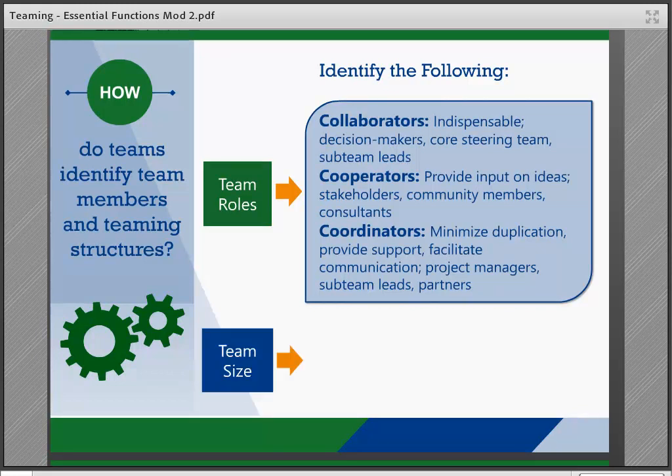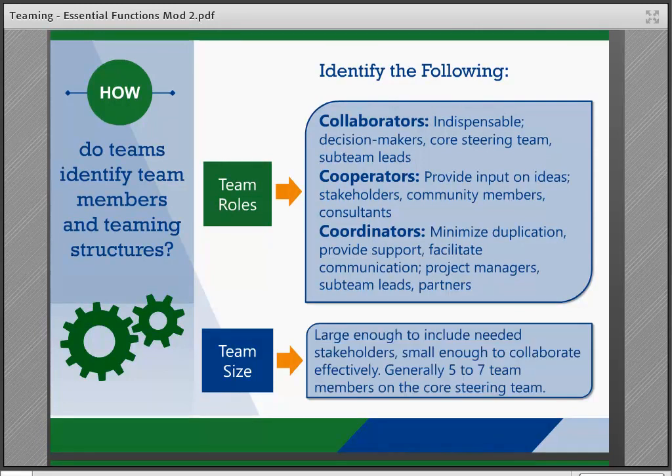Team size is also an important consideration. The team should be large enough to include a variety of skill sets and perspectives, but small enough to continue to be productive and collaborative. There is no right number of team members, since the size of the team will depend on the needed expertise and roles, the number of stakeholders, and the scope of the implementation effort. The core steering team typically will have about 5 to 7 members who have appropriate decision-making authority and oversight of the major functions of the sub-teams.